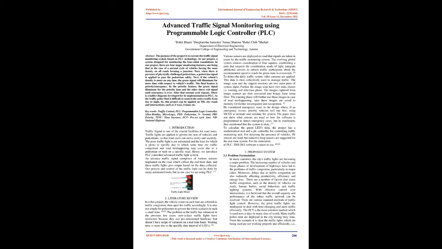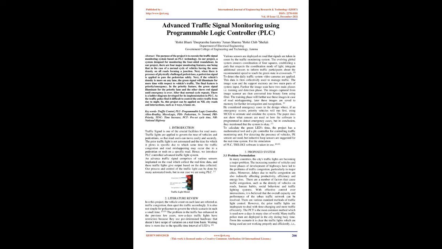3. Various sensors are deployed on the road, and their signals are taken into account by the traffic monitoring system. The evolving global system ensures coordination of 4 squares, establishing a path that respects the coordination mode of light, and integrates additional sensors to inform traffic participants about the recommended speed to reach the green state at crossroads. 4. To detect the daily traffic, video cameras are applied. This data is then collectively used to manage traffic.